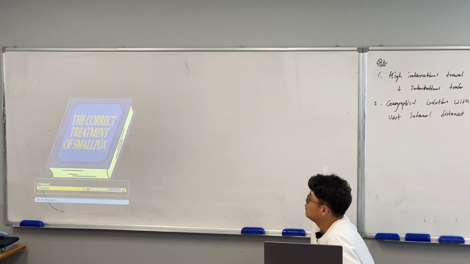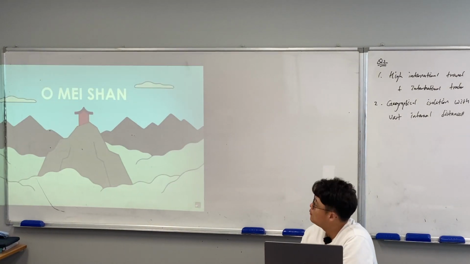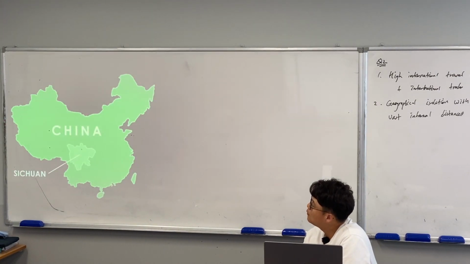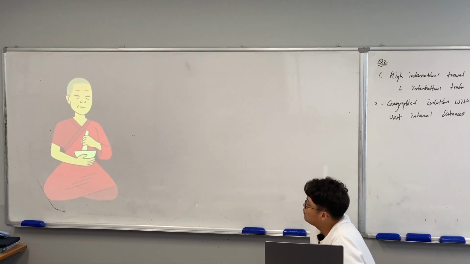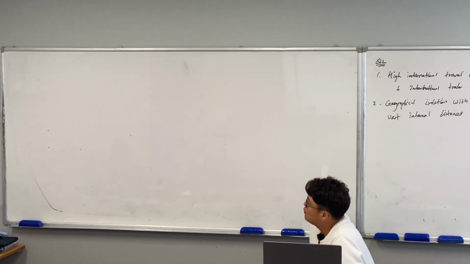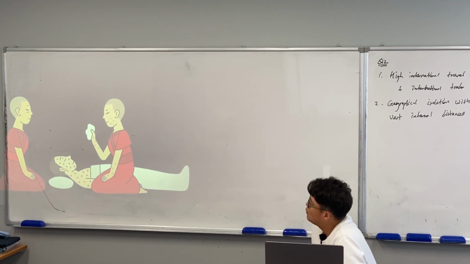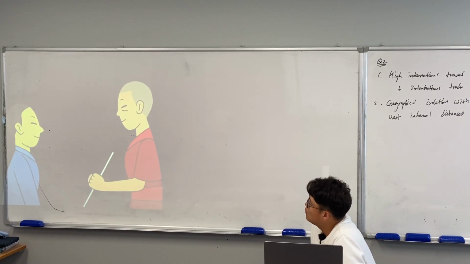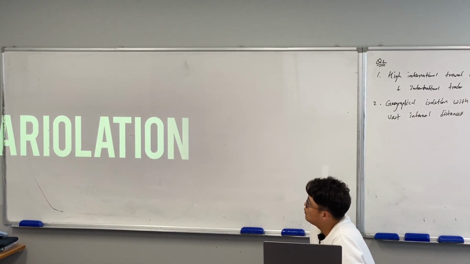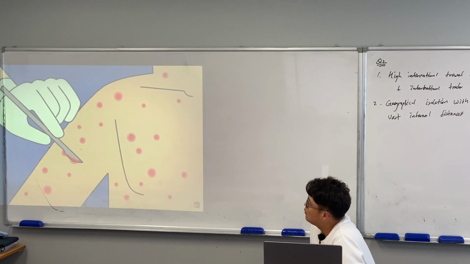According to a small book called The Correct Treatment of Smallpox, a Buddhist nun living in a famous mountain named Shan in the southern province of Sichuan would grind up smallpox scabs and blow the powder into nostrils of healthy people. She did this after noticing that those who managed to survive smallpox never got it again. And her treatment worked.